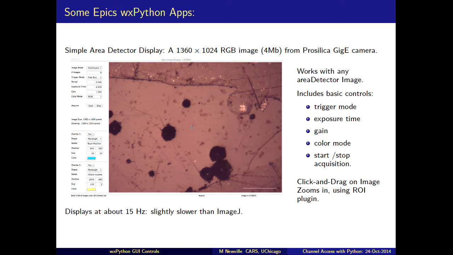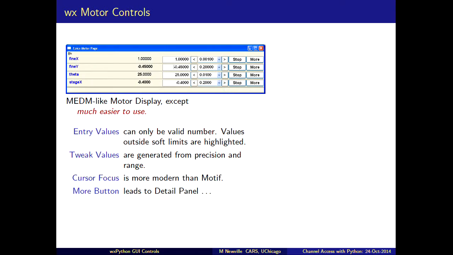It's a bit slower than ImageJ, but it's as fast as the camera goes, actually. So it's good enough for what we use. So I showed the motor device, and one of the things that would be really helpful is if there was a nice motor widget that was sort of like the MEDM screen. We have this as well.